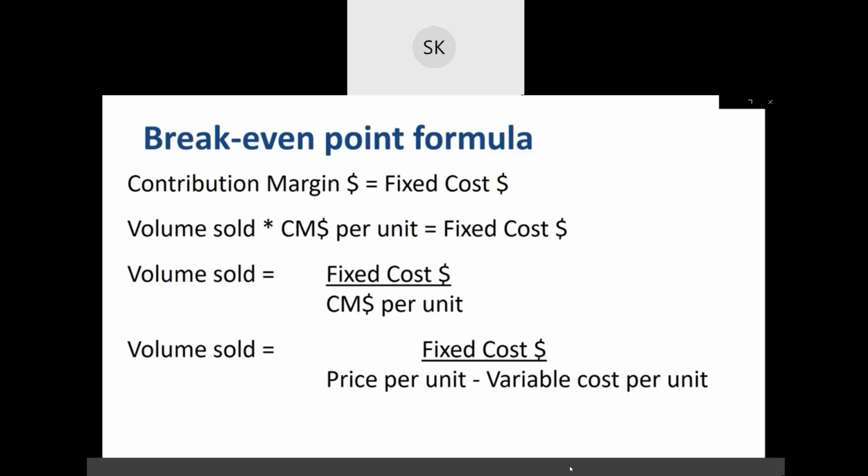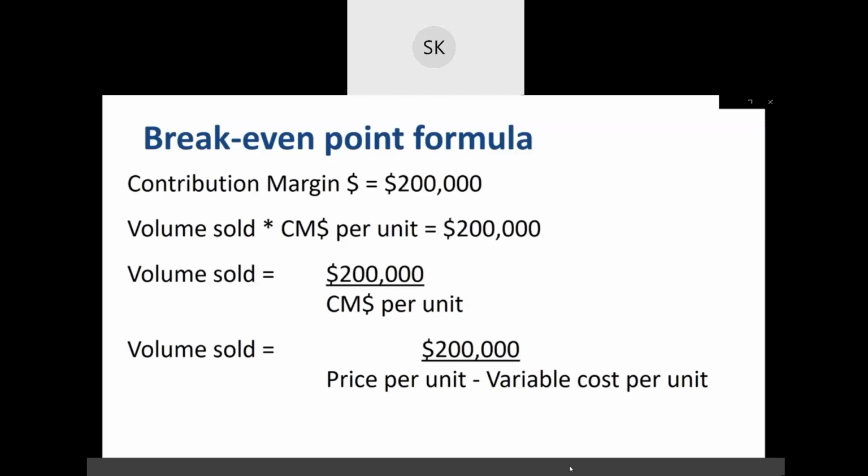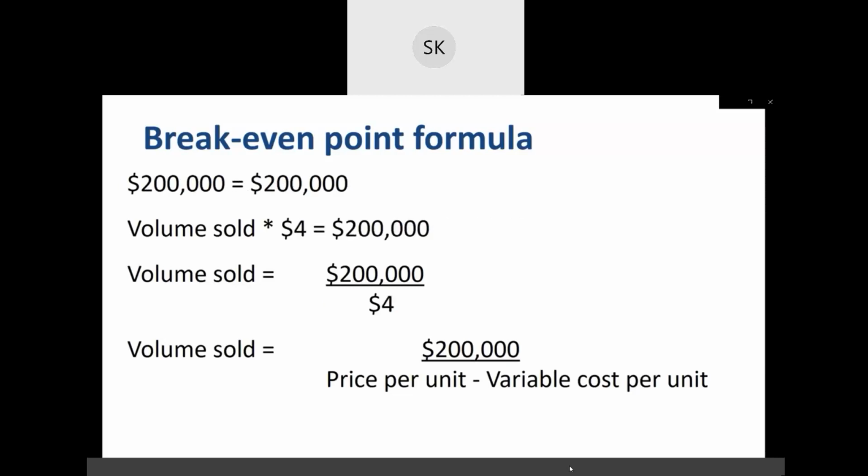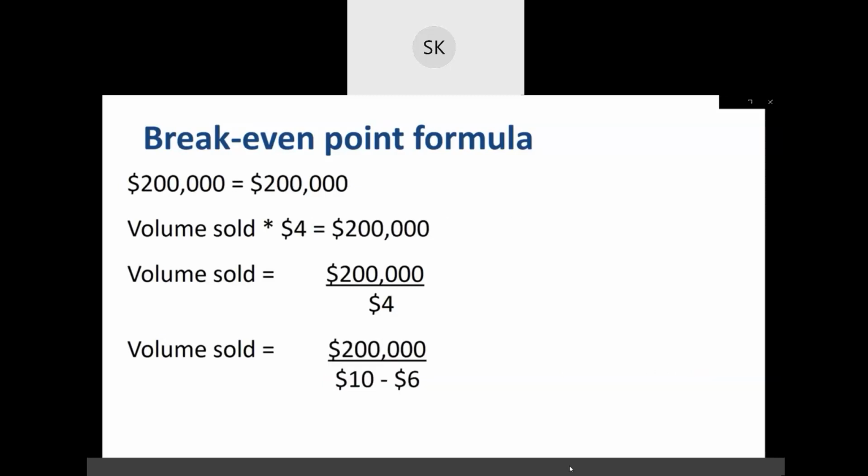Let's fill in the numbers to illustrate. $200,000 of fixed costs. The business needs $200,000 in contribution margin to cover that $200,000 in fixed costs. At $4 contribution margin per unit, $10 selling price per unit minus $6 variable cost per unit, the volume sold needs to be 50,000 units.